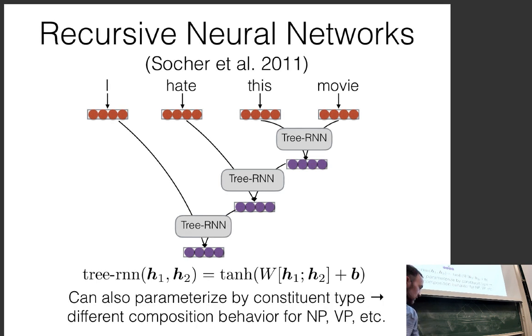Another thing you could do is, for example, if you had a constituency parse or a labeled dependency parse, you can also parameterize by the constituency type or the dependency type. So for example, if it's a noun phrase, you might have a different weight composition matrix here. A verb phrase, you might have a different weight composition matrix here. Or if you wanted to do something with dependencies, for example, you might have a different weight for subject, object, etc.